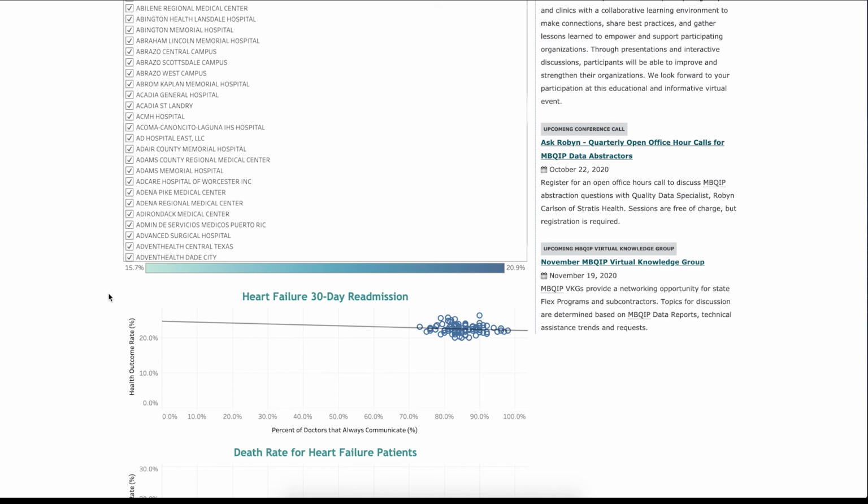The use of this dashboard can reveal trends in health outcome measures related to patient satisfaction that may indicate differences by hospital characteristics, such as the type of hospital or its location.